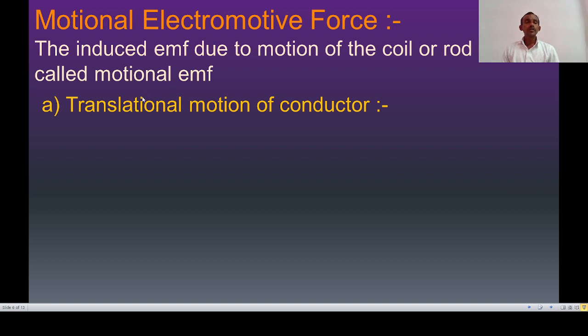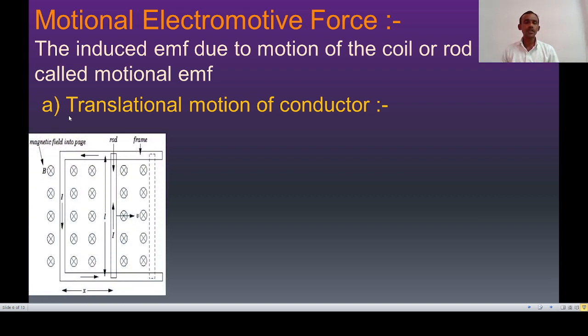In today's lecture we are considering two types of motion. One is translatory motion and the other is rotational motion. In translatory motion, the object changes its position from one point to another point, and in rotational motion it rotates about a point of rotation or pivoting point. First we have to discuss the translatory motion of the conductor.